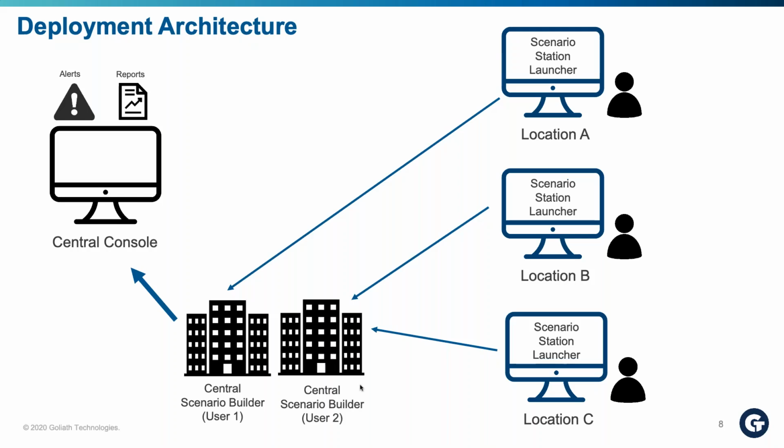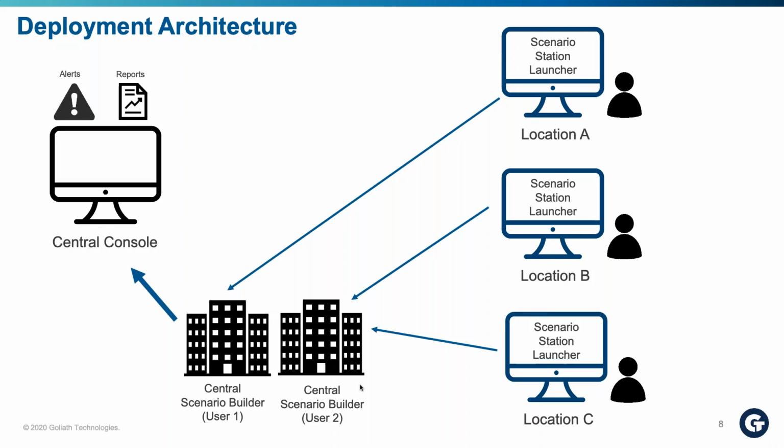And then finally, we have our scenario stations. These are the machines that are typically deployed at different locations, right? So whether it's at a specific branch location, in a cloud, or at a particular office, those are the locations or machines that are going to be logging on and continuously testing the application and giving you the performance metrics on that.